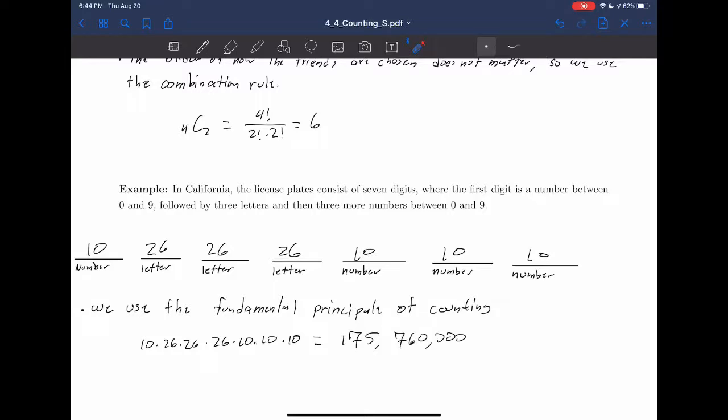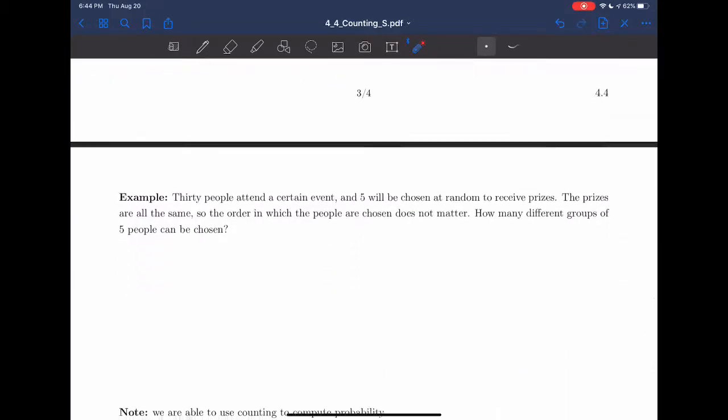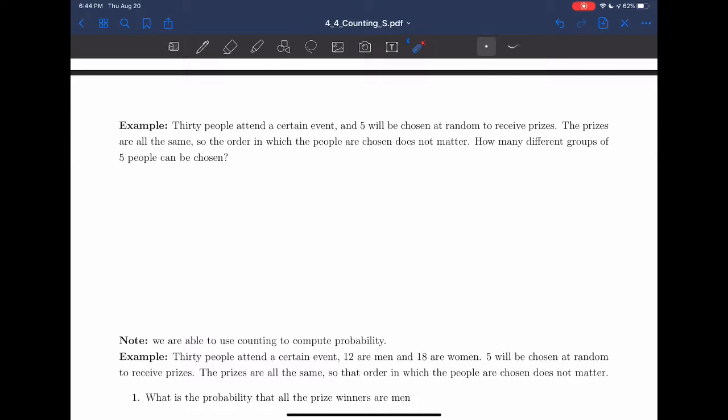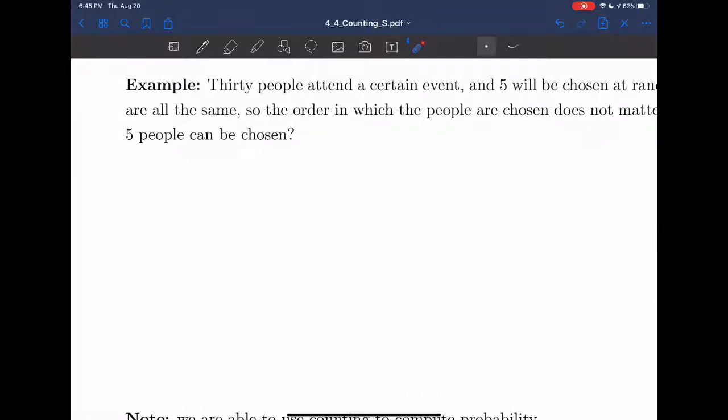We could also use some of these counting methods to compute some probabilities. So for example, let's say 30 people attended a certain event and 5 will be chosen at random to receive a prize. And here, order doesn't really matter. So we could say that out of 30, we choose 5. So this should be 30 factorial over 5 factorial times 25 factorial.